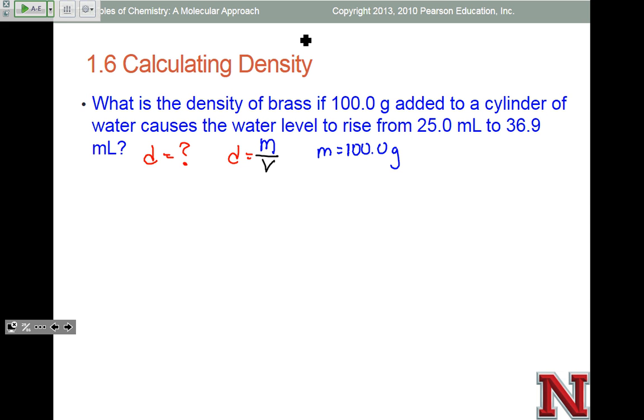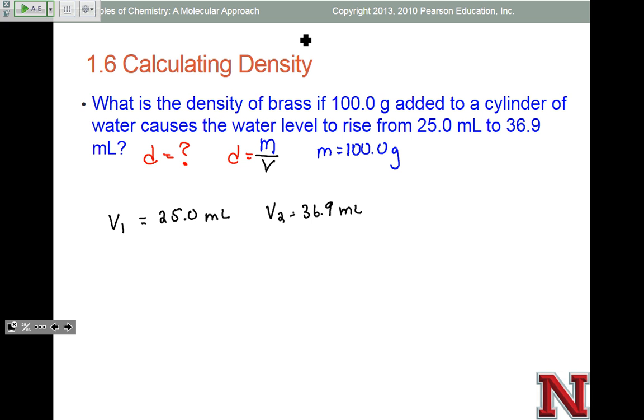Now we don't have our volume, but what we do know is our volume of our water, our V1, started at 25.0 milliliters, and our V2 after we added our brass was at 36.9 milliliters. So our solid object displaced a certain amount of water, and that'll really give us our volume, especially if we have an object where it's not easy to measure length, width, and height. So this is a really common method.